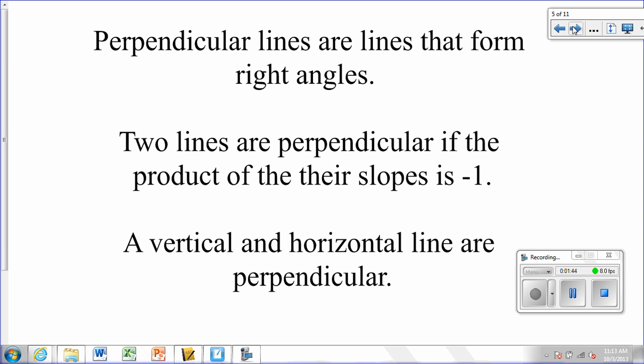Perpendicular lines are lines that form right angles. Two lines are perpendicular if the product of their slopes is -1. So in other words, you're going to take the slope from one equation, multiply it with the slope from the other equation, and if it equals -1, the lines will intersect perpendicularly. A vertical and a horizontal line are perpendicular.